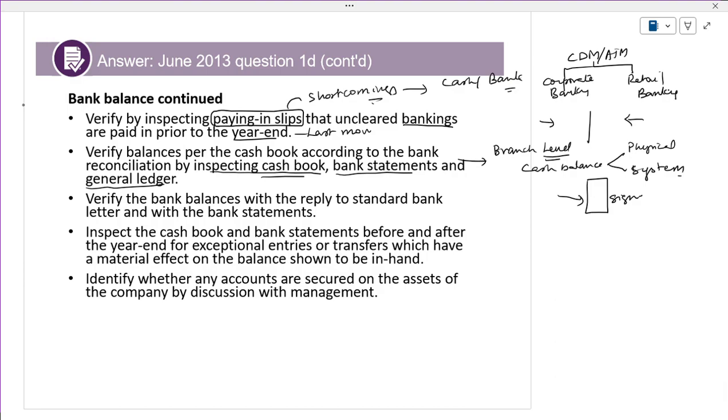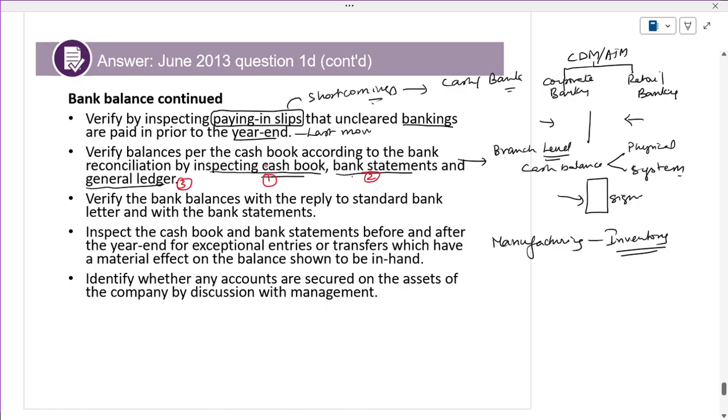This is the first thing. Not only here, we are talking in terms of banks, but also in terms of manufacturing companies and retail industries, where it will take into consideration the inventory. What is the inventory physically? Physically you will inspect. For the bank, cash in hand is an inventory. For the manufacturing company, the finished goods are the inventory. They will say inspecting the cash book, your bank statement, and your general ledger, in all three, multiple evidences: 1, 2, and 3.